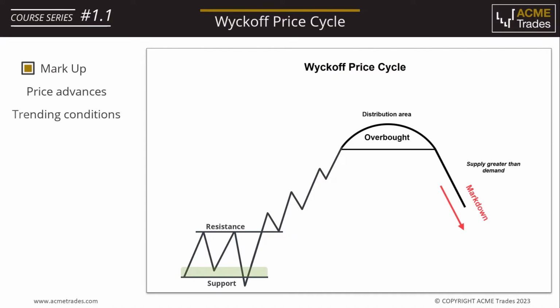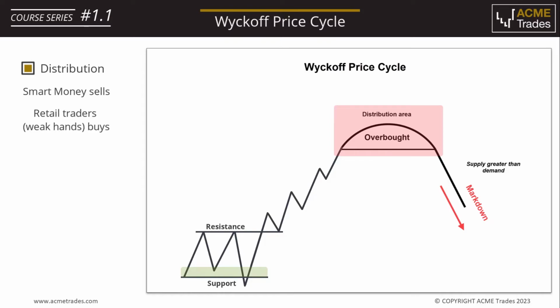And now to the third phase, distribution. This is where the CO, the smart money, unload. Profits become realized, and the composite operator, they sell, being the strong hands to the weak hands. And the weak hands are often referred to as retail traders, as in the average Joe, the uninformed.